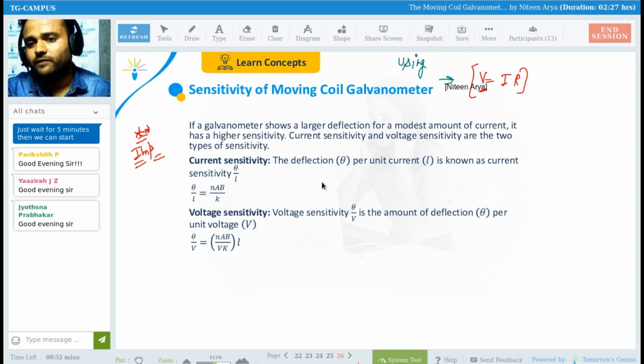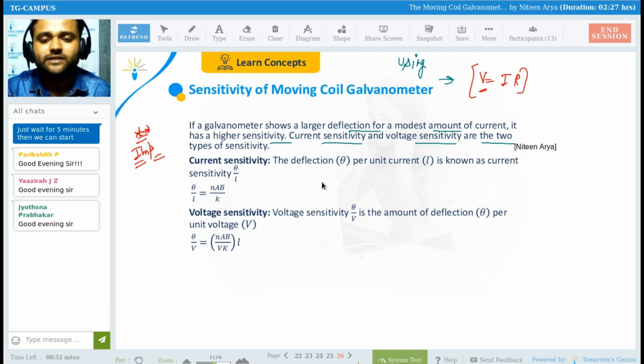Using V equals IR, we can observe voltage also. If a galvanometer shows a large deflection for a modest amount of current, it has a higher sensitivity. Current sensitivity and voltage sensitivity are the two types of sensitivity of a moving coil galvanometer.